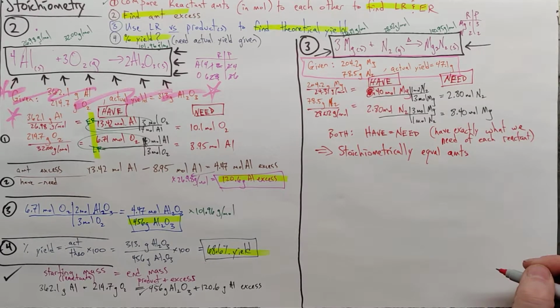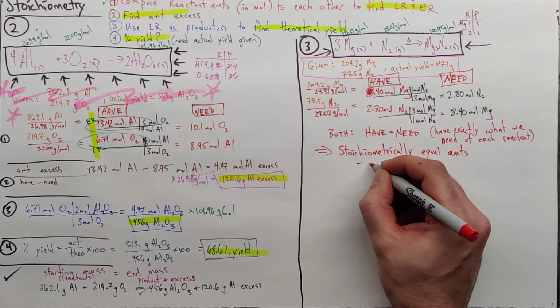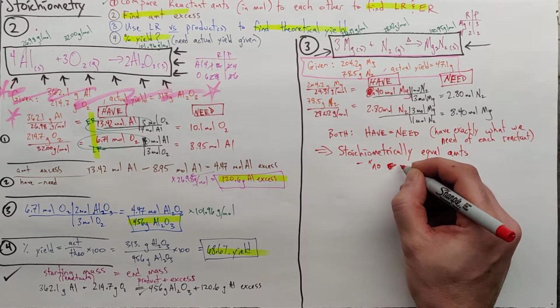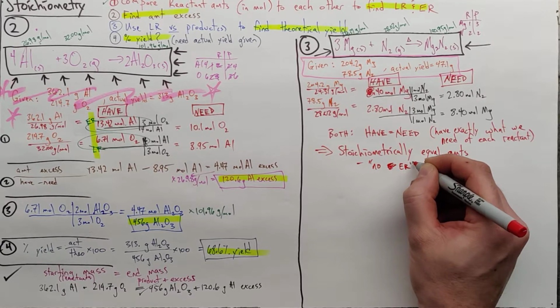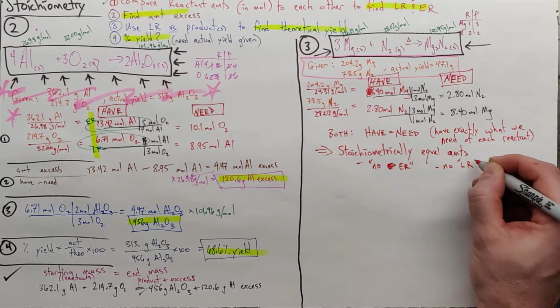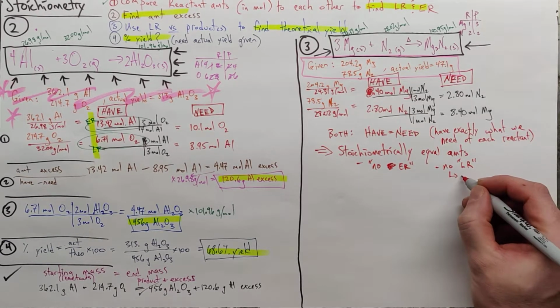Where you have exactly what you need. And in that case, there's technically no excess reactant. I'll put that in quotes. Sorry, yeah, no excess reactant. And there's no limiting reactant. And when I say no limiting reactant, that means that either can be used to calculate the products.